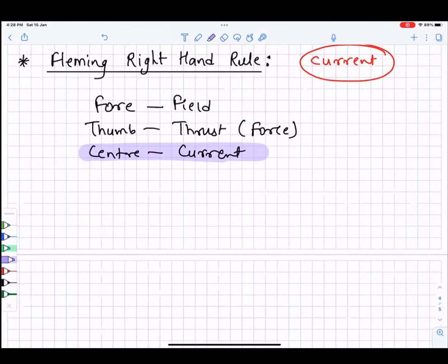Got it? So these are the different ways you can apply it. You just need to learn the rule. You will not have any application of this rule, but that is what it is used for, to identify the direction of the current. Clear?